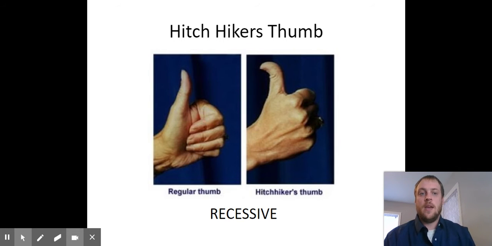Hitchhiker's thumb. A hitchhiker's thumb, much like my weird thumb, is recessive. So straight thumb is dominant, hitchhiker's is recessive.